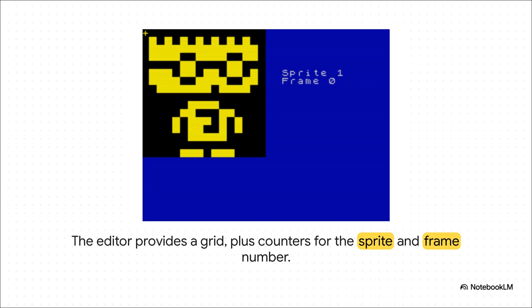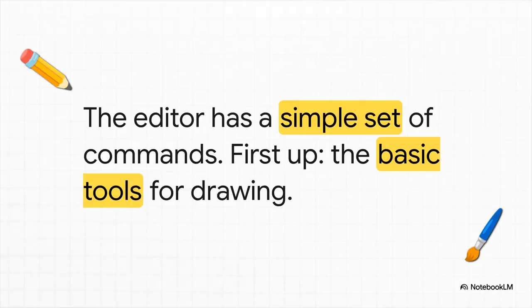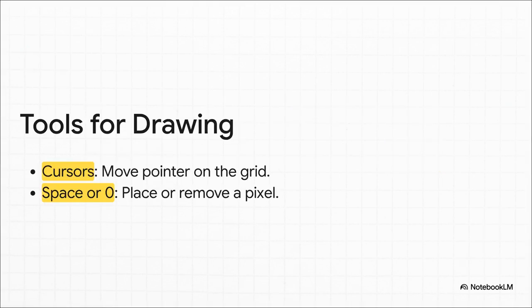And over on the right, you have some simple text telling you which sprite number you're working on, and, this is key, which animation frame you're currently editing. The tools here are pretty straightforward. You can basically group them into 3 main jobs, and we'll start with the most basic stuff, the drawing tools. Yeah, this is as fundamental as it gets. You just use the cursor keys to move your little pointer around the grid, and then, bam, hit the spacebar to either place a pixel down or erase one. It's literally the digital version of putting pencil to paper, one dot at a time.